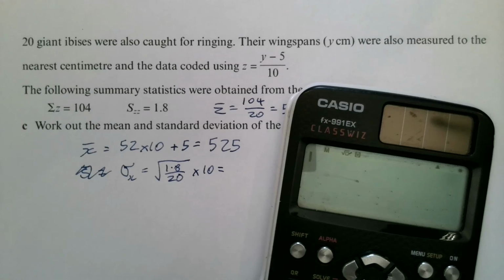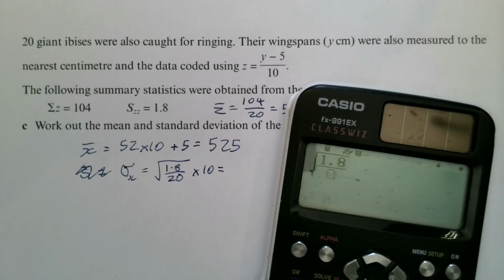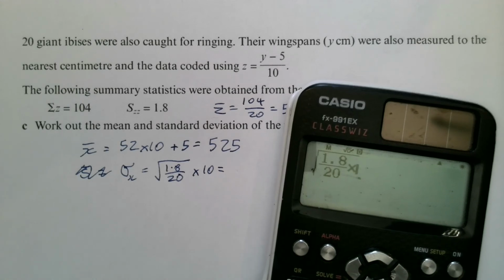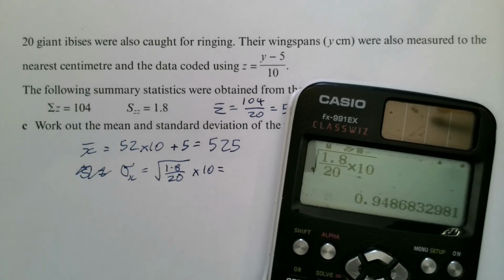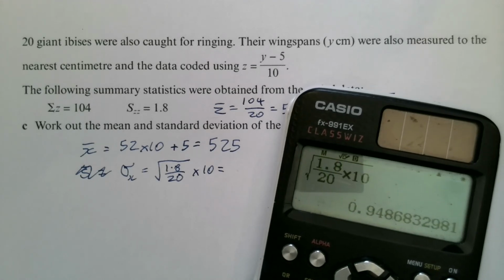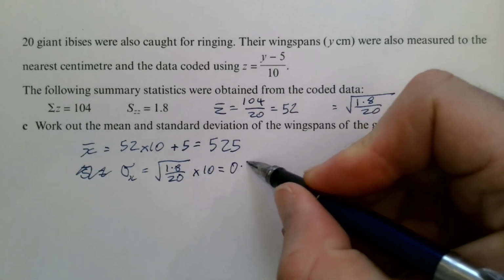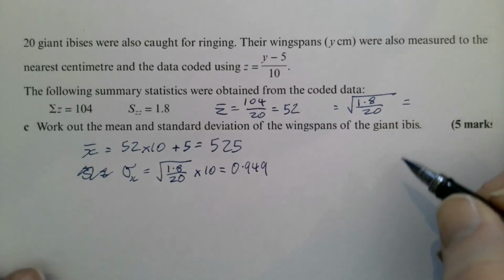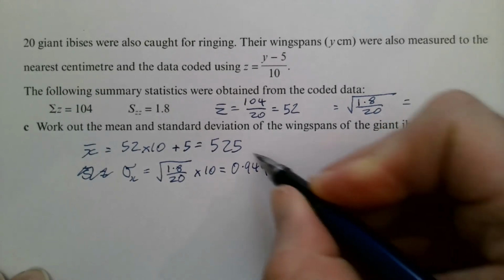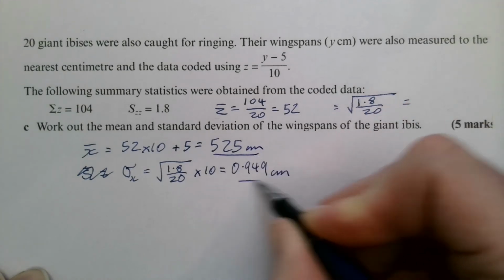So I'm going to chuck that into the calculator just like that. 1.8 over 20 times 10. And that's giving me 0.9486. That's 0.949. And what is it? Centimetres. Yep, we should have centimetres for both of those.